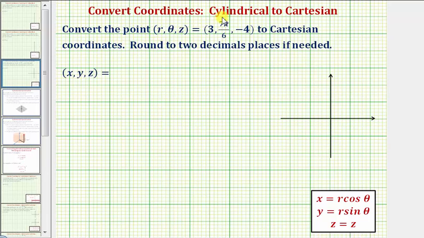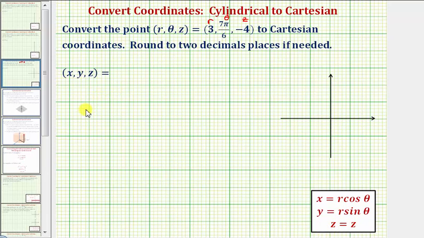We want to convert the point given in cylindrical coordinates to Cartesian coordinates, or rectangular coordinates. Because we're given these cylindrical coordinates, we know r equals 3, theta equals 7 pi divided by 6, and z equals negative 4. To find the Cartesian coordinates, we need to find x, y, z, where x equals r cosine theta, y equals r sine theta, and the z coordinates are the same.